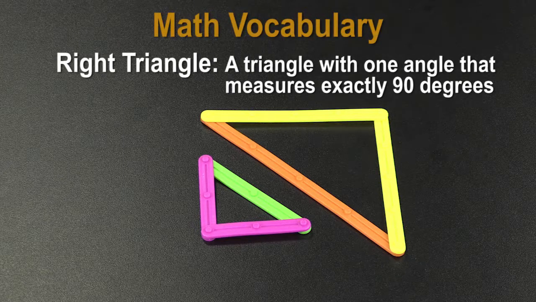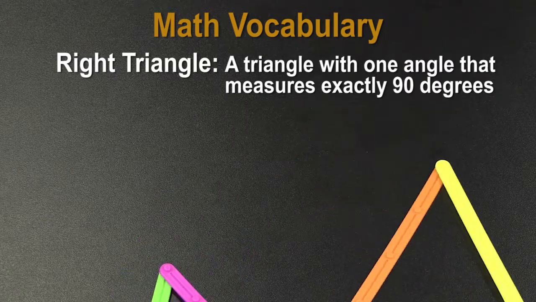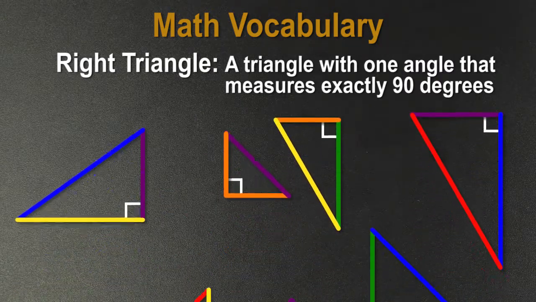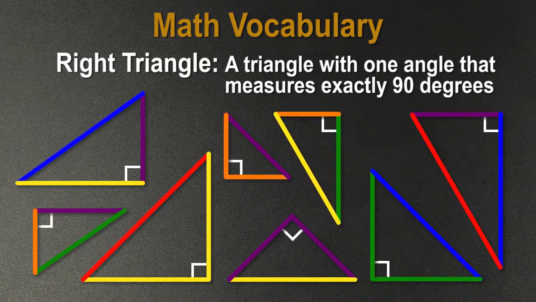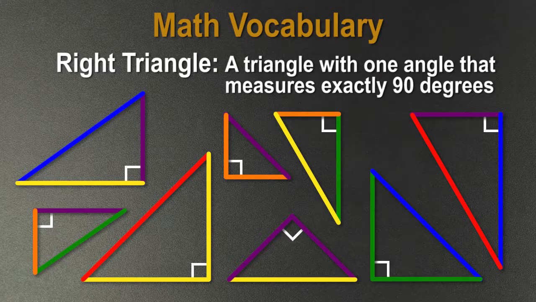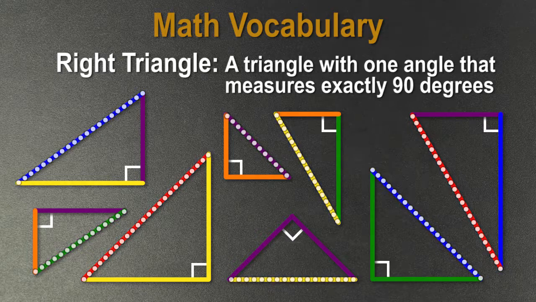A right triangle is a triangle where one of the angles measures exactly 90 degrees. Take a look at the following group of right triangles. What do you notice? We are looking for specific properties of right triangles. One observation is that the leg opposite the right angle in all these triangles is the longest side.